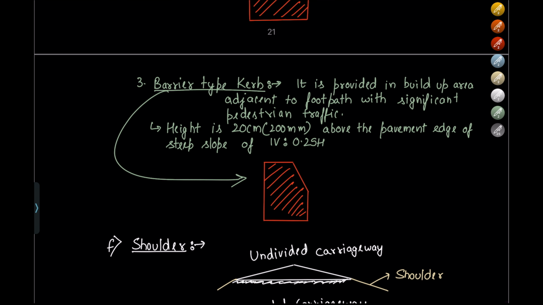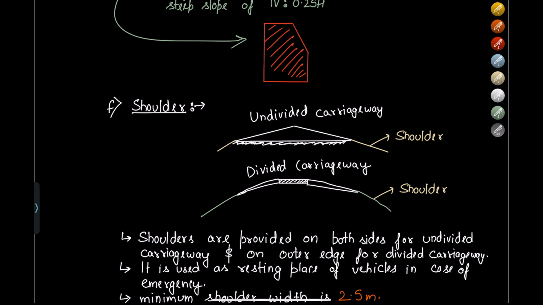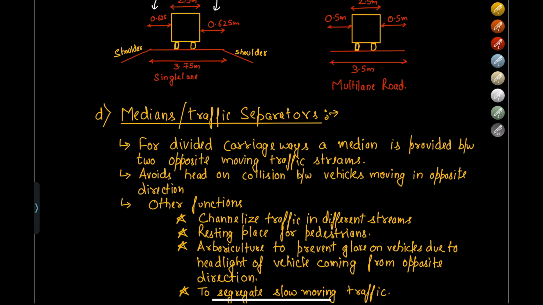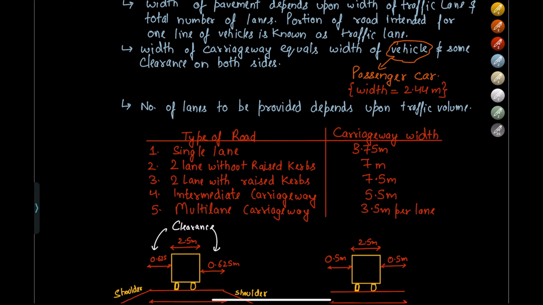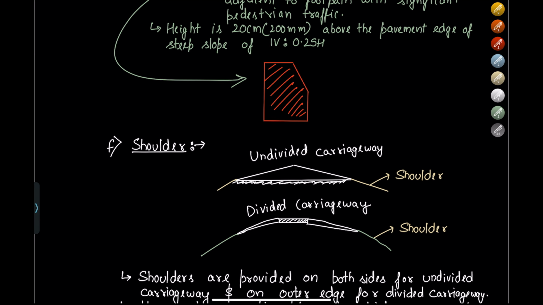When the traffic is very high or cycle tracks are present adjacent to the roads, it is not safe to allow the vehicles to climb on the curb, and hence barrier type of curb is provided. Next, these were the curbs, right? Earlier were the medians and the width of the pavement. So now we are coming to the shoulder.